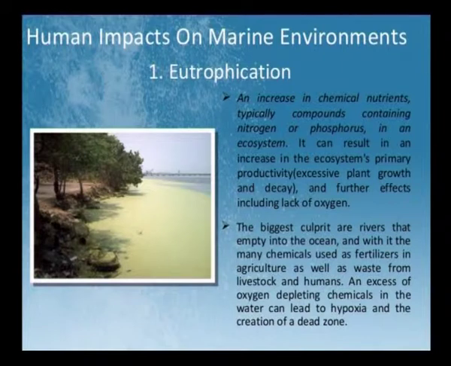Human impacts on marine environments. Eutrophication. This is basically an increase in chemical nutrients, typically compounds containing nitrogen or phosphorus, in a particular ecosystem. It can result in an increase in the ecosystem's primary productivity, that is excessive plant growth or decay, and further effects including lack of oxygen. The biggest culprit are rivers that empty into the ocean, and with them many chemicals used as fertilizers in agriculture as well as waste from livestock and human life.